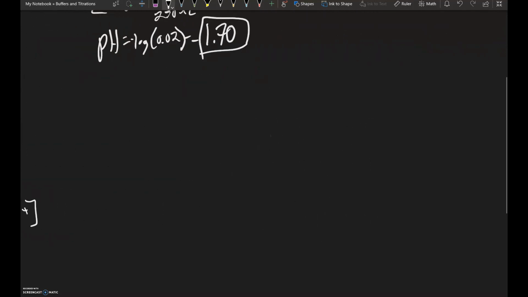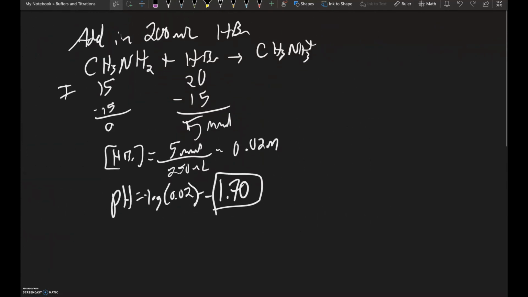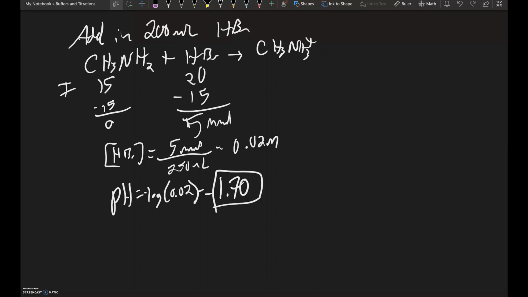Now, what happens if we add in 200 milliliters of the HBr? Well, this is another problem, and this problem does something a little different than what we just saw, because now, instead of having your conjugate acid or your methylamine being present after the titration, now we have excess HBr. In this case here, we have 5 millimoles of HBr.